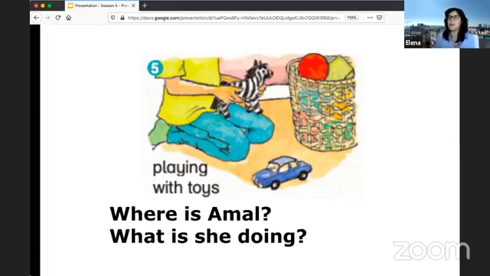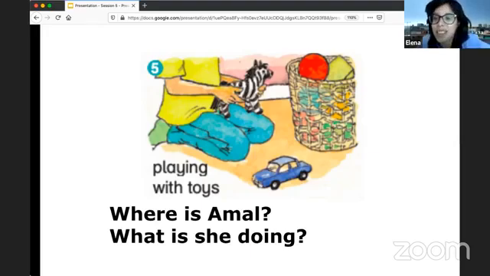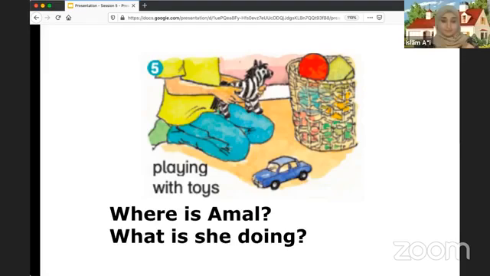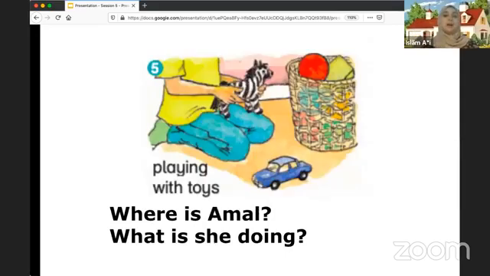Let's see if we can get some comments coming through so that we can see your answers. This is great fun, by the way. It's great to see so many people participating and telling us the answers to our questions. And Dahlia, we've got loads of comments coming through and everybody agrees. They're saying that it is false. Is that right? Amal is playing with toys, but not in the garden. She has toys in her bedroom. That's right.